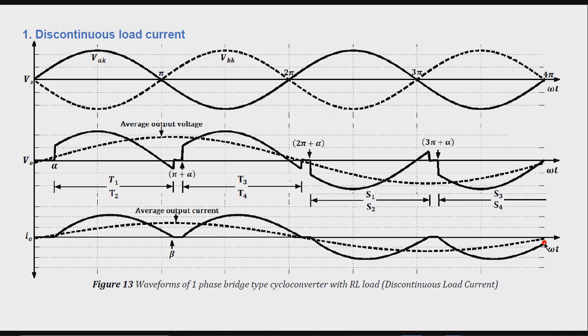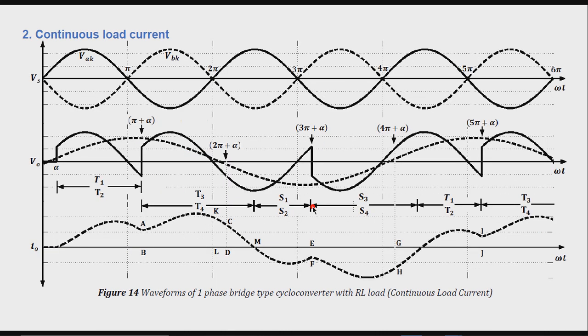In this manner, two negative half cycles of the load voltage and load current are generated, equal to the two positive half cycles. From the waveform it is seen that the frequency of the output voltage and current is half of the supply frequency. Now last, continuous load current.